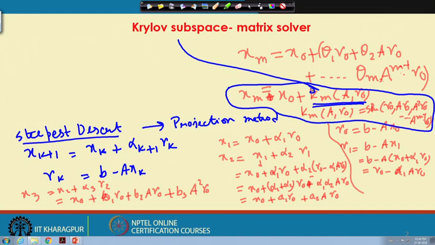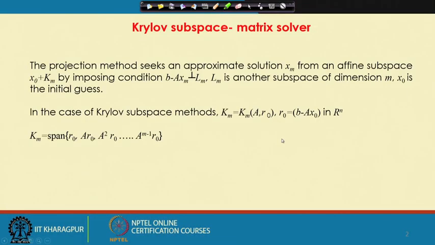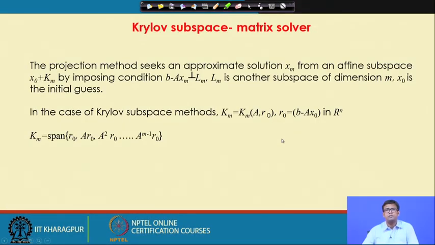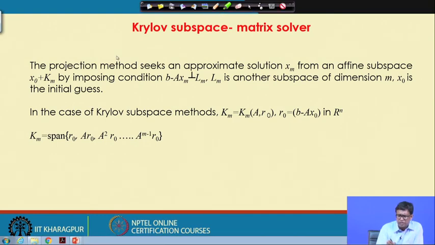And what are the coefficients through which these updates will be made? What will be theta 1, theta 2, theta m? That will come from the projection constraint, that the update should be orthogonal to, or the residual should be orthogonal to, a particular plane. So, if we now recap what we have seen in the Krylov subspace, we will also write that this is a general projection method.